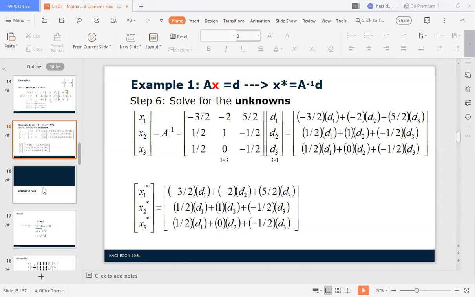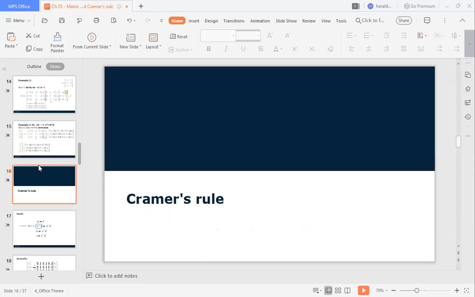Now, for Cramer's rule, class, it is a method for solving for n unknowns, or variables, in a system of n equations. And again, it is an alternative to the inverse matrix method. So in this case, if you're given a system of linear equations, you can either do matrix inversion, or you can also do Cramer's rule.